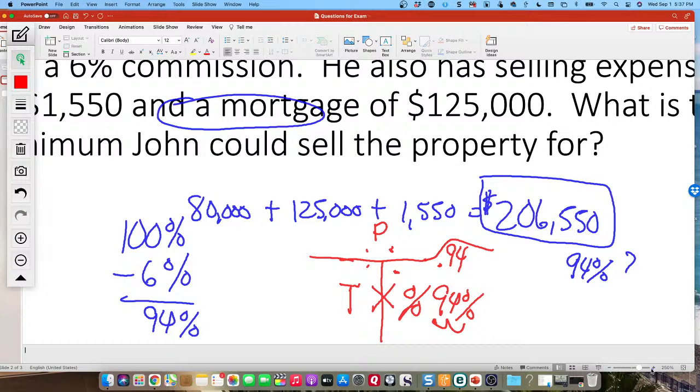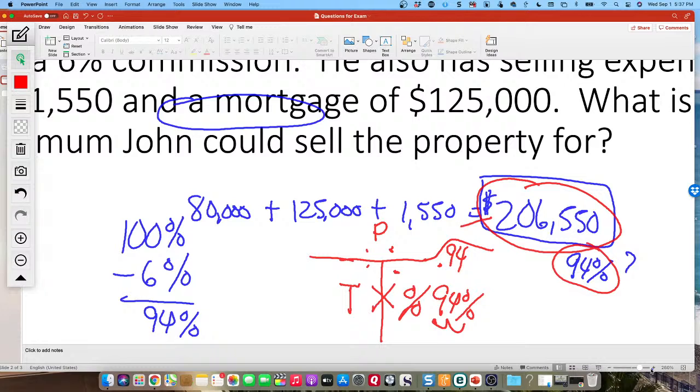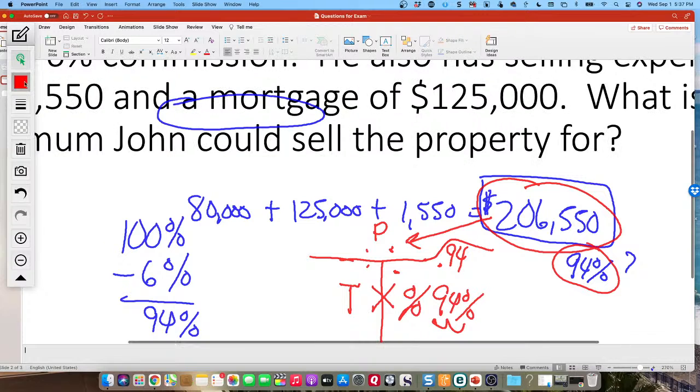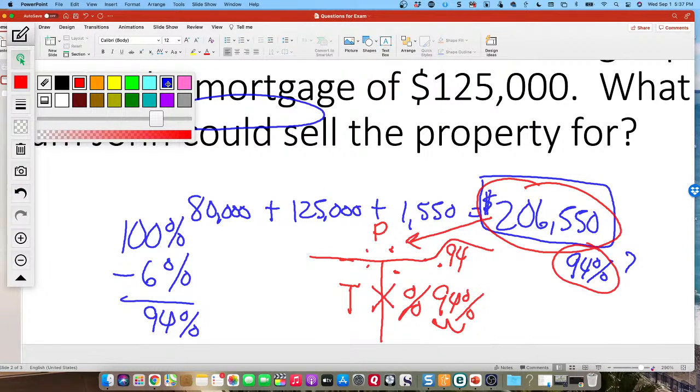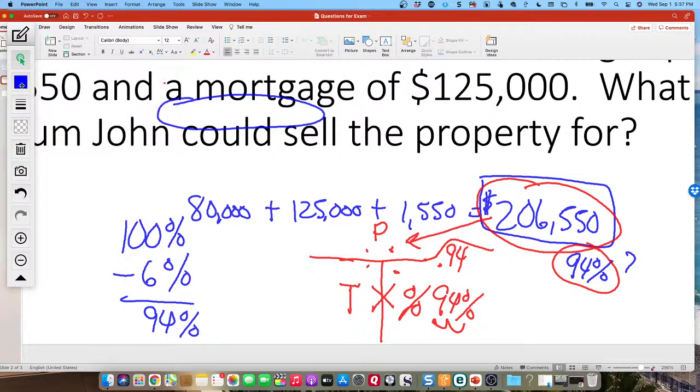And do we know the total? No, because this will be the smaller number. This is the 94%. So this 206,000 actually goes on top. Well, what does our division tell us to do? It tells us to divide.